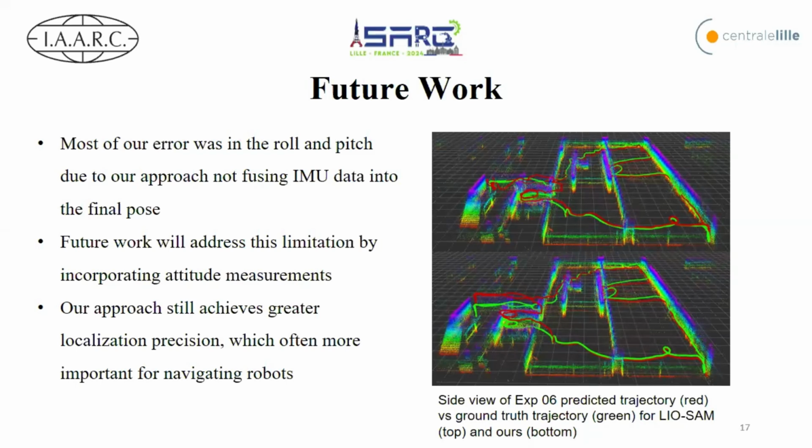LeoSam is a little better than us in terms of roll and pitch, because we didn't use the IMU for these two at the time, but now we have fixed this problem in a newer version. Actually, this is not future work, we have already done it. So a new version is coming, and we're going to publish it as a paper in one of the major IEEE robotics journals. I'll let you guys know. So we resolved these issues. Anyway, it's no longer future work, but our approach achieves greater localization precision, and that is a very important thing for robot navigation in many applications.